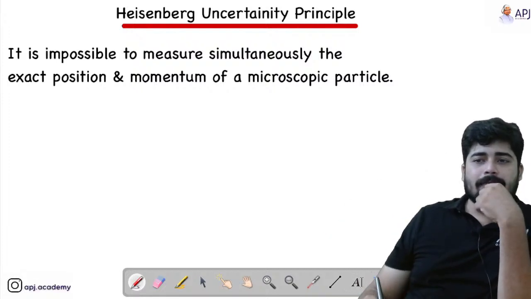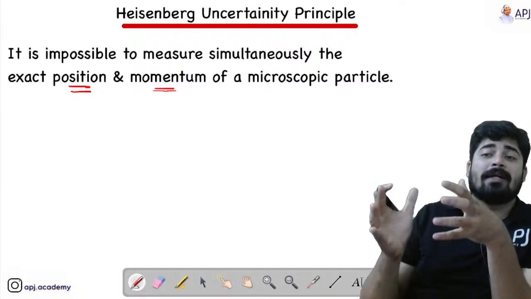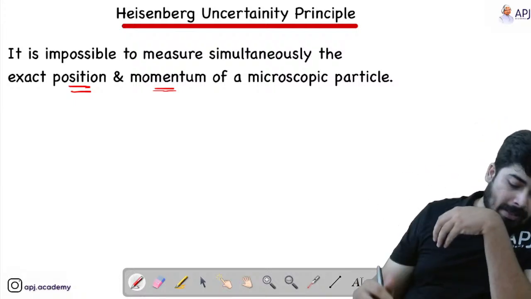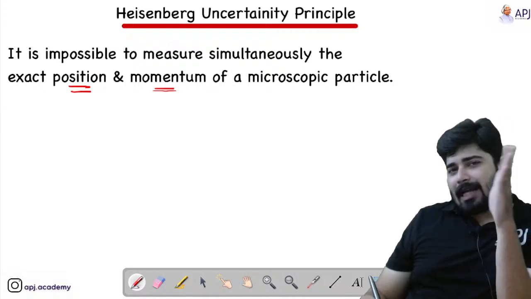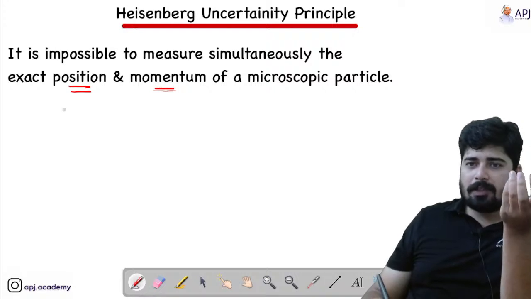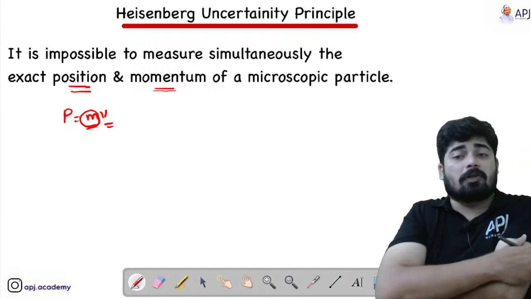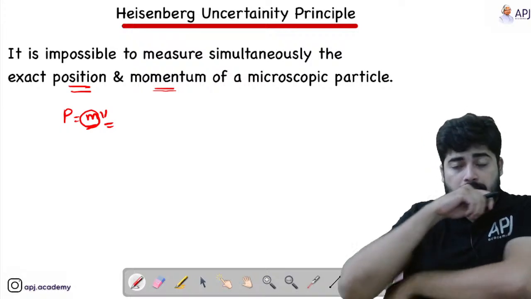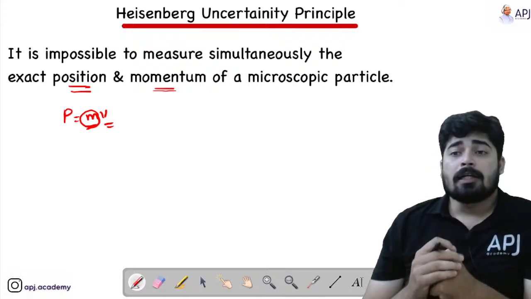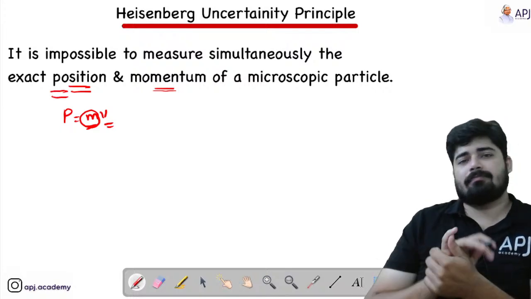Heisenberg is telling that if you are sure about the position, then you are unsure about the momentum of that particle. Momentum means actually we are aiming at the velocity, because mass is constant. We know that momentum p is equal to mv. So mass is constant. What is varying? Velocity is varying. So we are uncertain about the velocity. If you are certain about the velocity, then the position is uncertain.